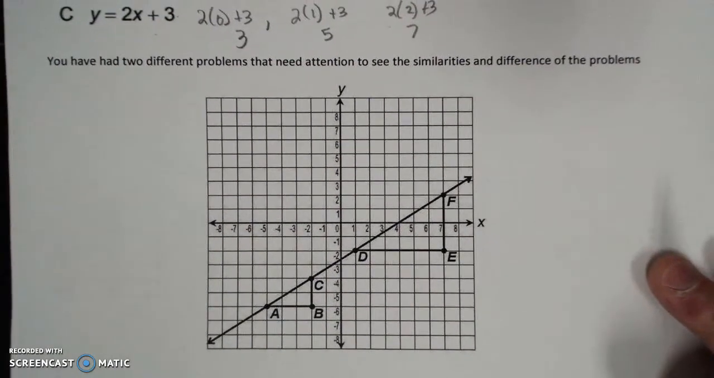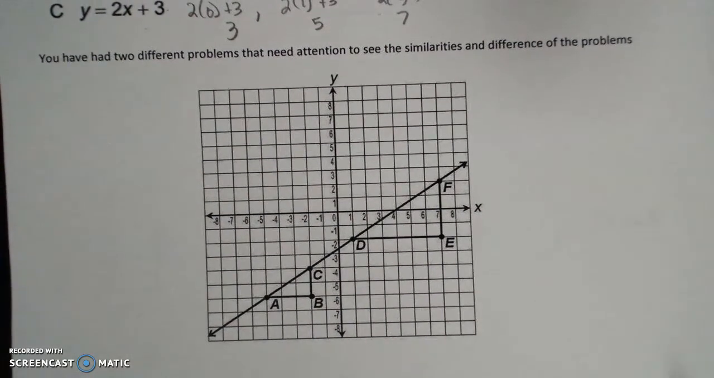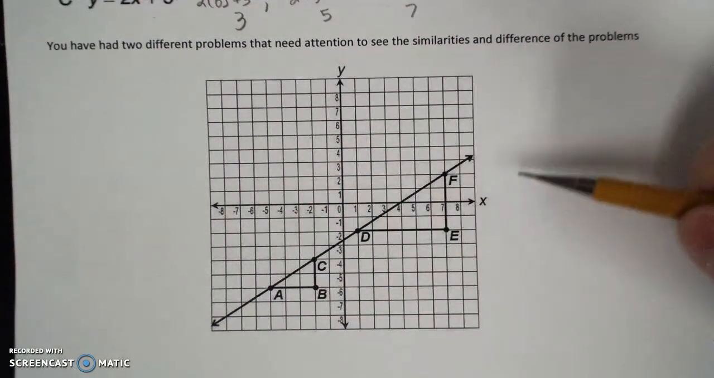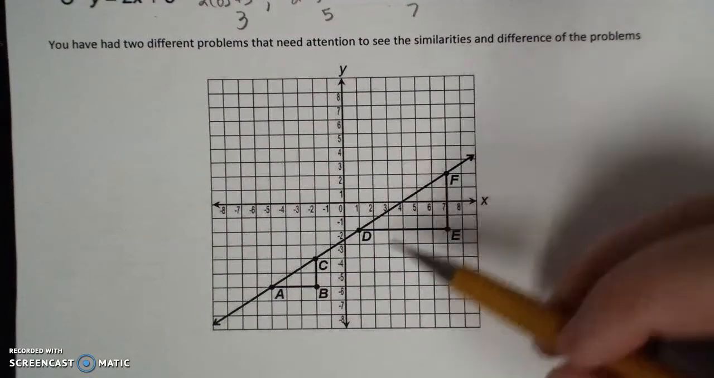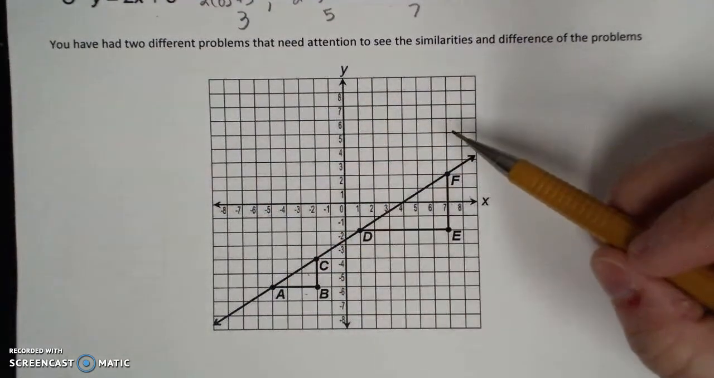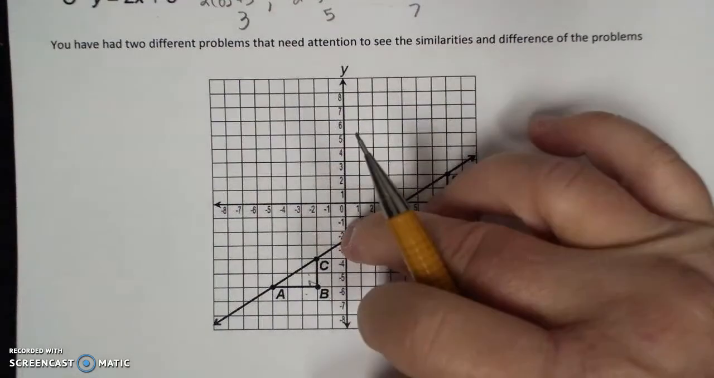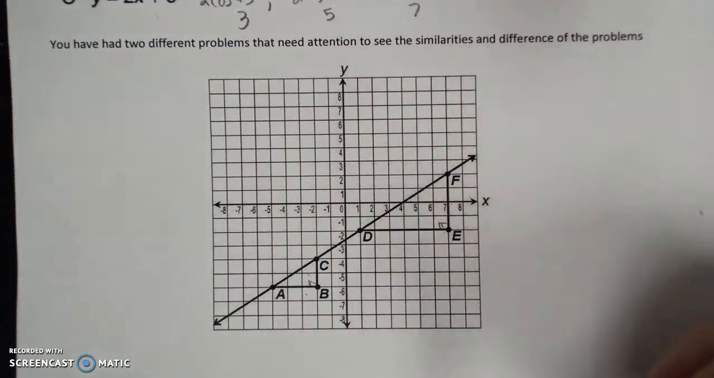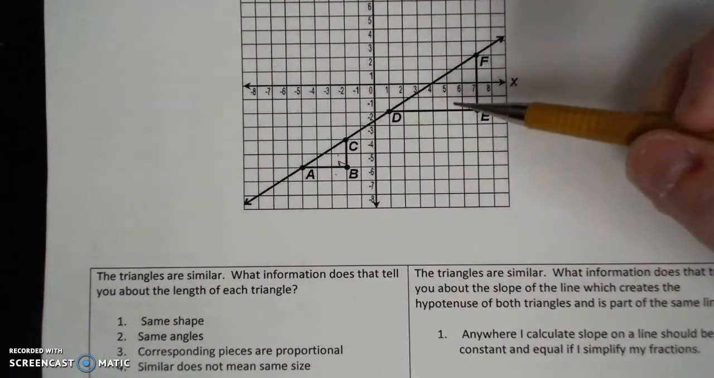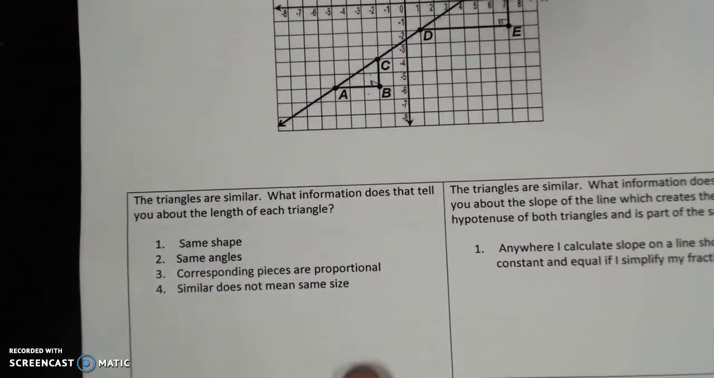Okay, you have two different problems that need attention to see the similarities and differences of the problem. Here's the picture. And in my mind, if I see this picture, if I'm in a slope unit, these are slope triangles. However, we just did a unit on Pythagorean theorem, and these are right triangles. So I have to read, and sometimes I don't, and that's what gets me into trouble. So here we go. The triangles are similar. Okay, it'll start out, the triangles are similar. What information tells you about the length of each triangle?